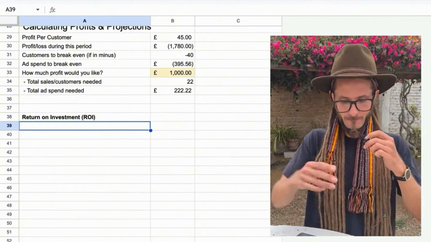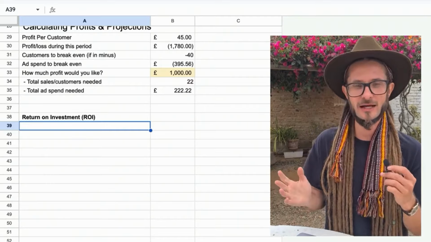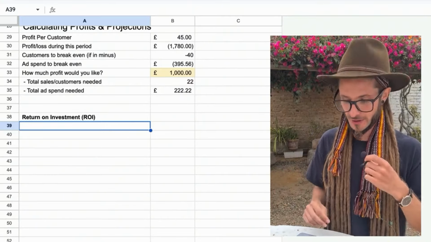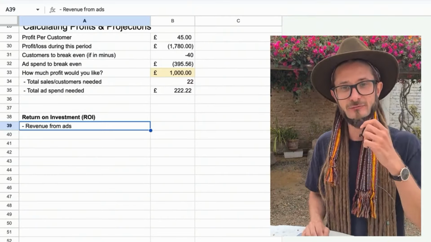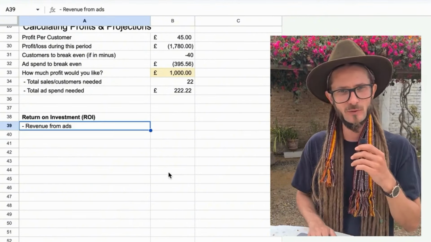Okay, not mission critical, but a very, very interesting data point to add in here, and we can use completely self-calculating fields in order to get this information. So the first thing I'm going to add in here is the revenue from ads. Okay, that's the first information point. Again, self-calculating. I'll show you exactly what we need to do there.